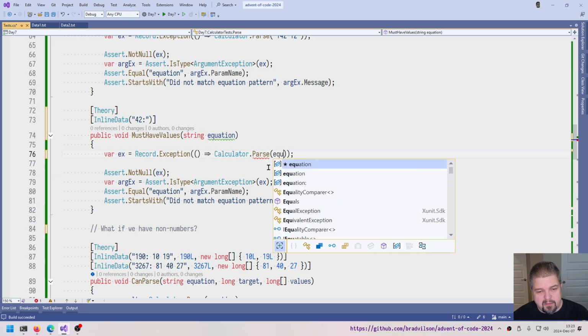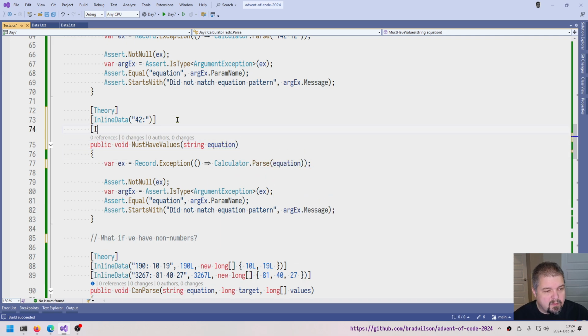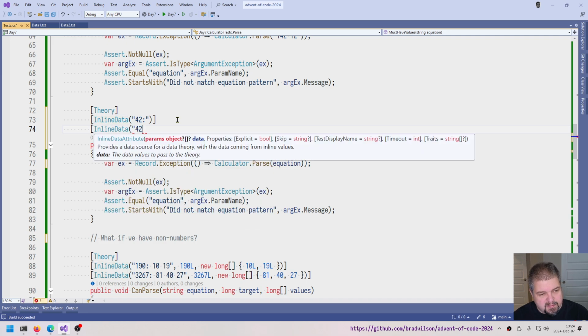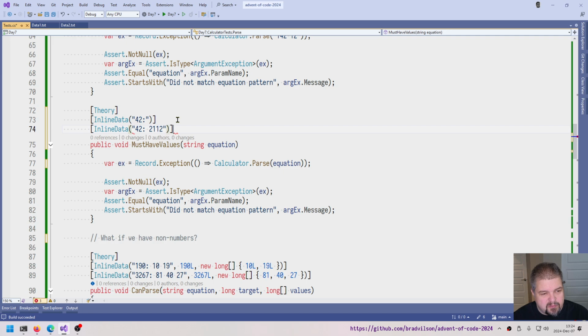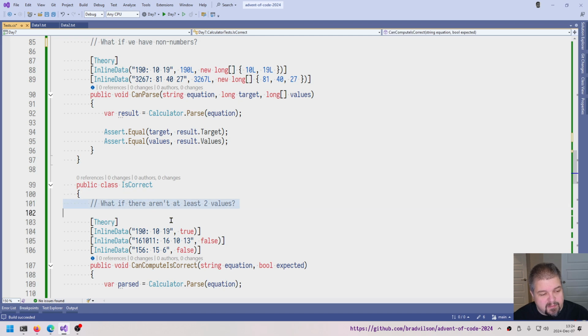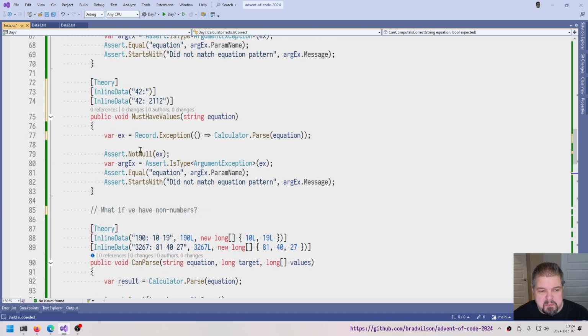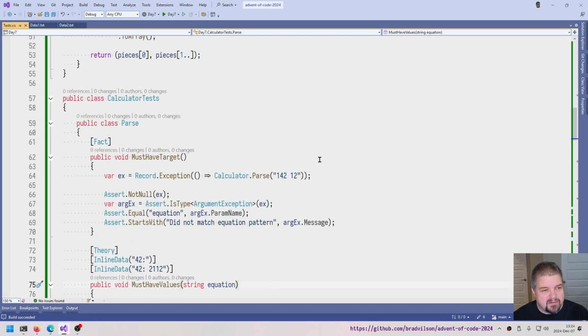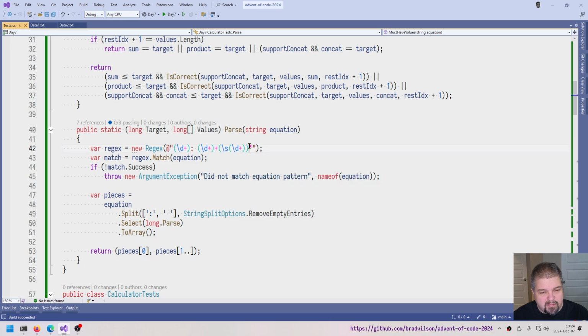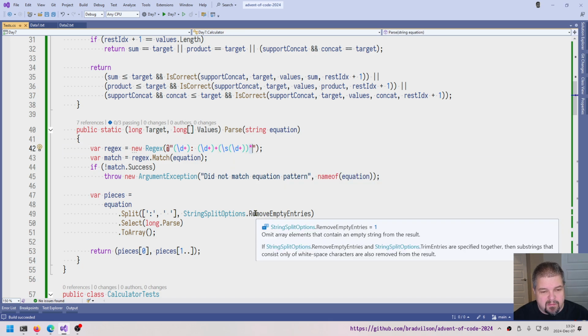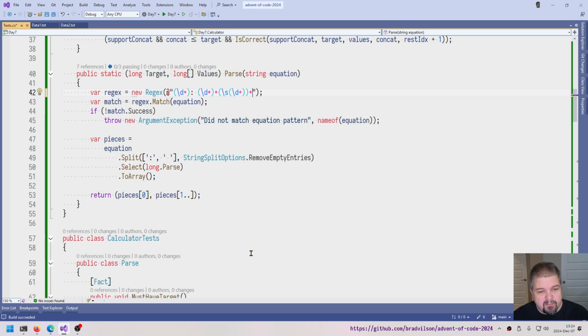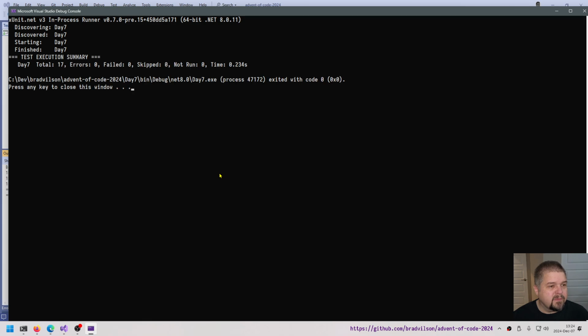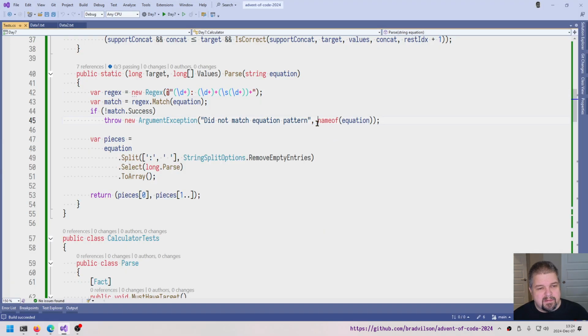I'm going to parse the equation, right? But another one that looks like it's probably wrong is this with just one number, right? Because we talked about what if there aren't at least two values? We put it down here, but that could be a parse problem. So right now, that's not failing because our regex allows you to have 0 or more of these, but what we really want is 1 or more of those. Okay, so we'll change the star to a plus. And now we have that.